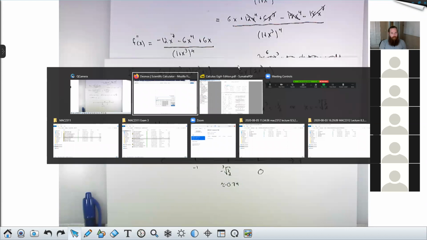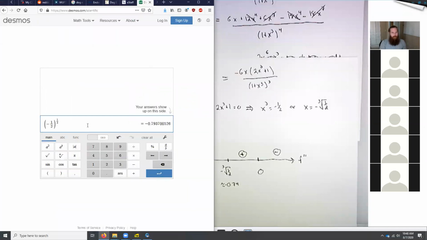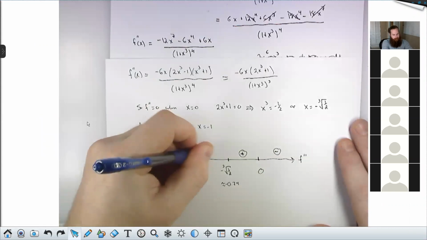So try to have this in a place where we can see everything. -6 times -0.8, times 2 times (-0.8) cubed plus 1, all divided by (1 plus -0.8 cubed). Now we see that it's negative. Oh, this needs to be cubed also, right? Yeah. Still negative though. So this piece here, we're negative.